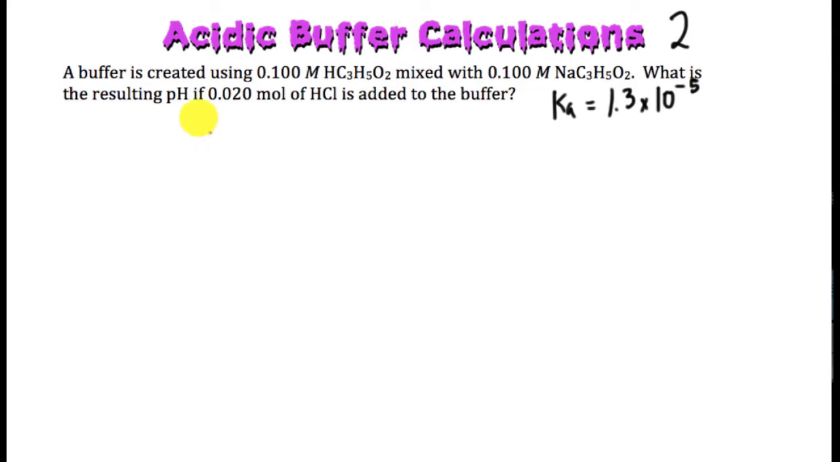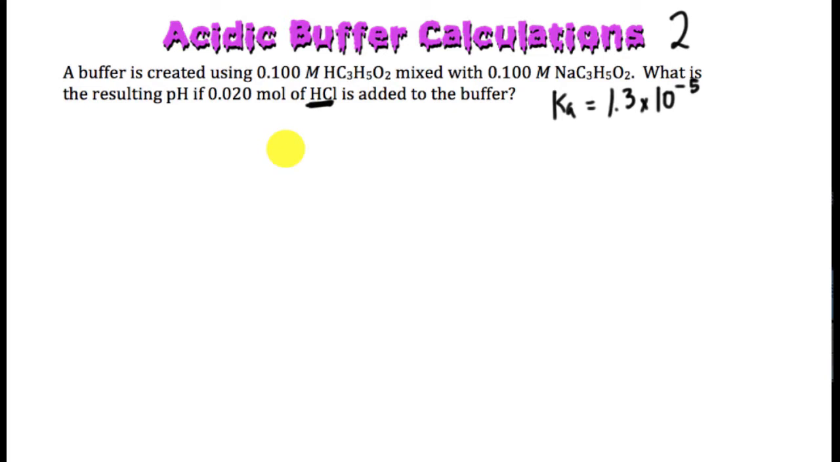Okay, so in this video I'm going to take that same acidic buffer that I used in the last calculation, in part 1. And what I'm going to do now is add HCl to it, some hydrochloric acid. We're going to see what happens to this buffer system as I add hydrochloric acid.